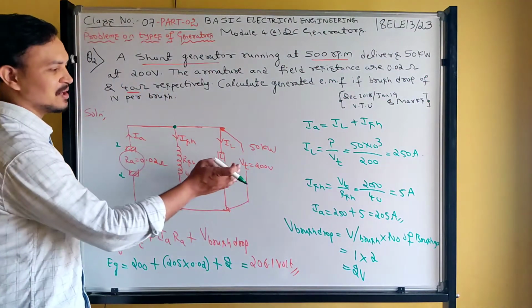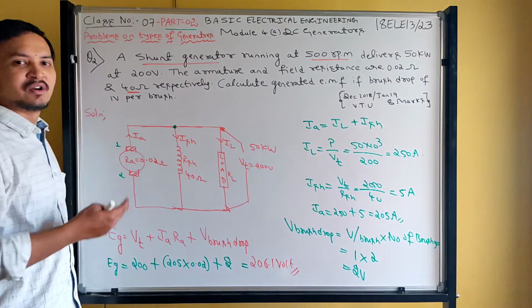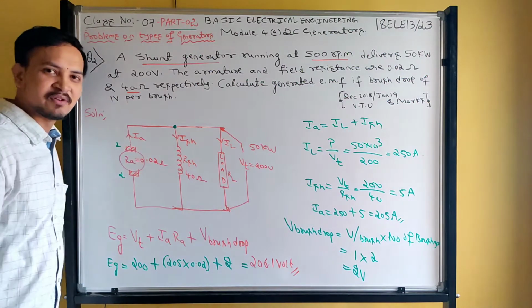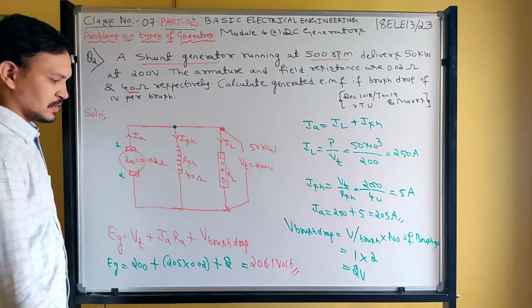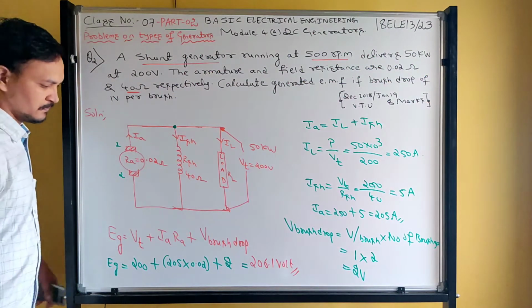But what is the voltage available at the load? 200 volts. Where is the remaining voltage? It is in the form of drop, armature drop and shunt field drop. Got it? So please pause the video and copy down. 8 marks problems.